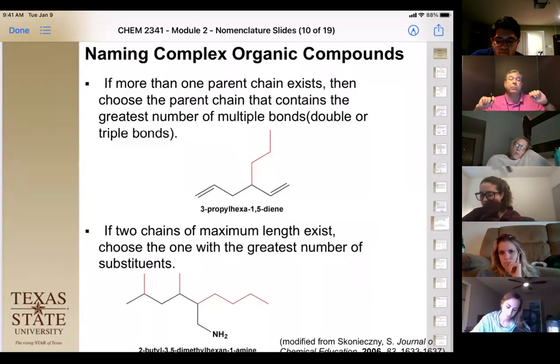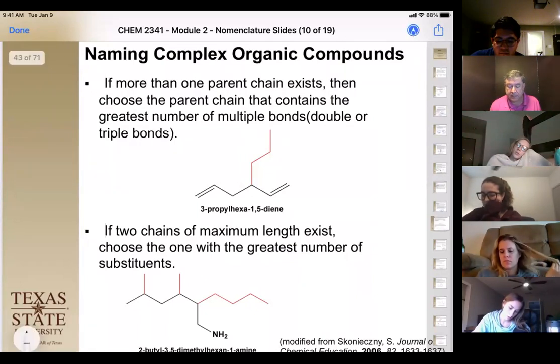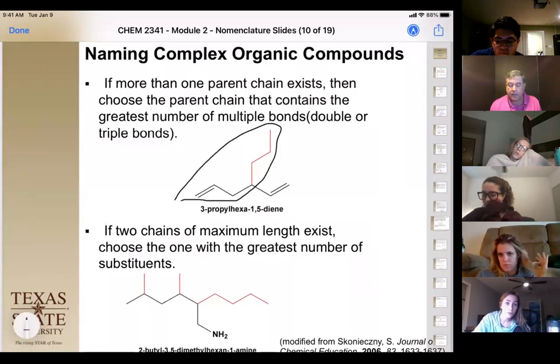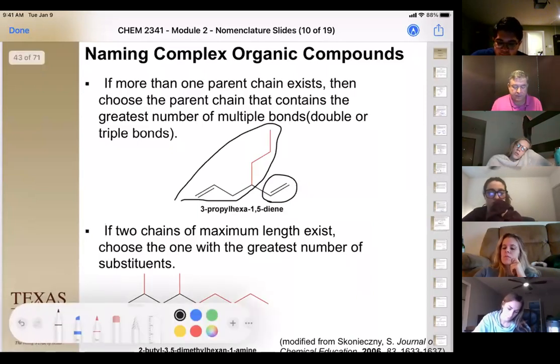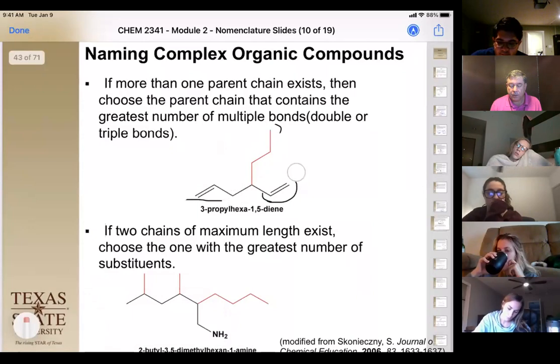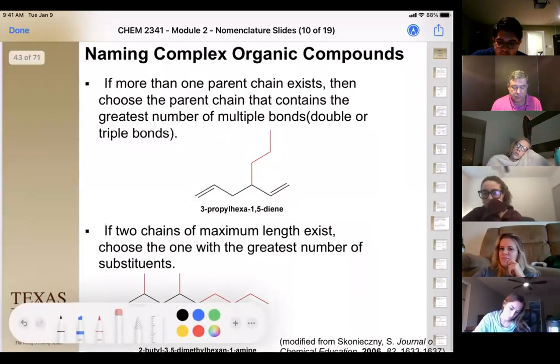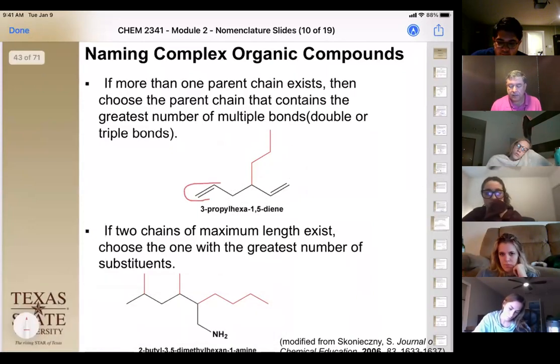The parent chain with more functional groups is the priority parent chain. So in this case here, even though we can get a longer chain by going down here, that would leave us with a substituent that would be difficult to name right now because we don't know what that group is. So what we're going to do is instead choose the parent that contains both of those functional groups.